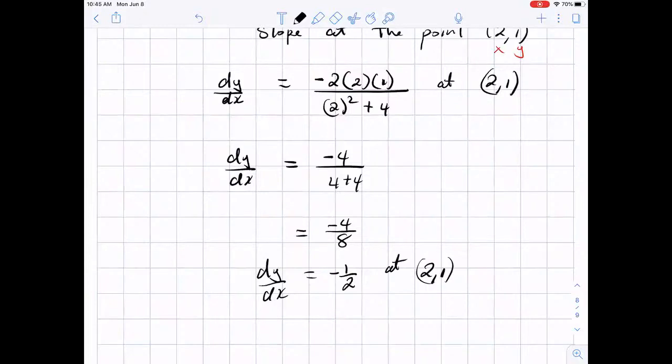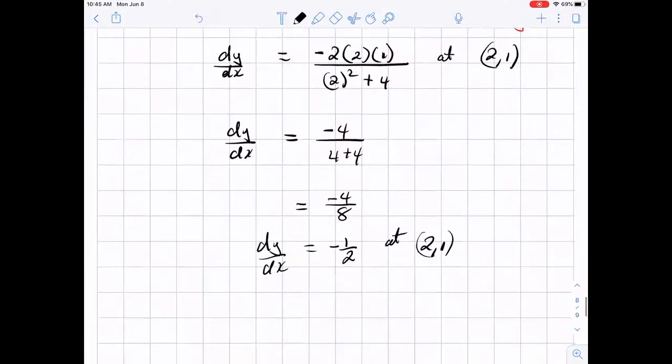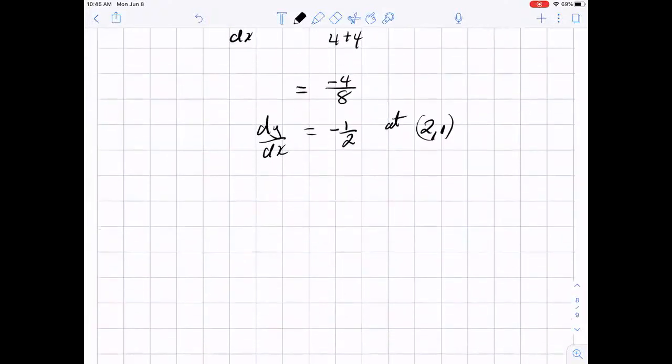Okay? So that's the slope of the tangent line. Now, if you were asked to find the tangent line, you could take it one step further. You have the slope and you have a point. You can use the point-slope formula and find the equation of the tangent line at that given point.